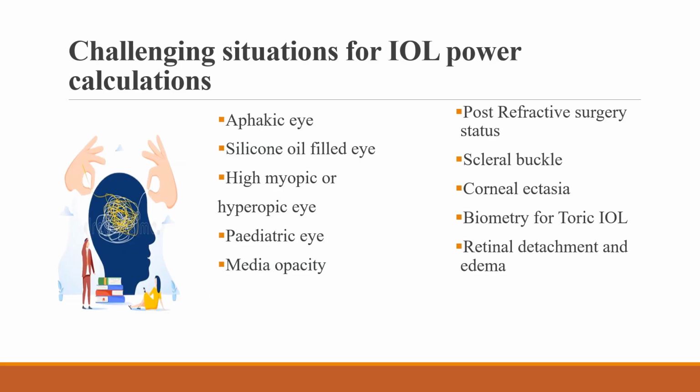The challenging situations for IOL power calculations. The following factors make IOL power calculation difficult. These are the aphakic eye, silicone oil filled eye, high myopic or hyperopic eye, pediatric eye, media opacity, post-refractive surgery status, scleral buckle, corneal ectasia, biometry for toric IOL, retinal detachment, and edema.